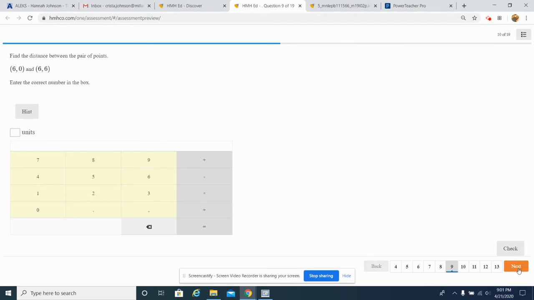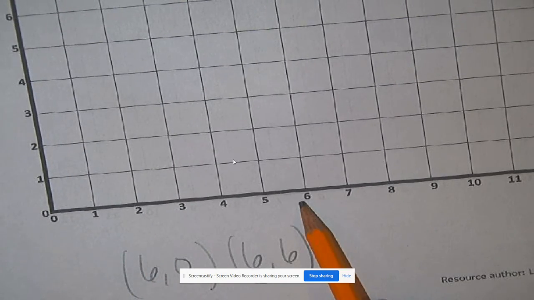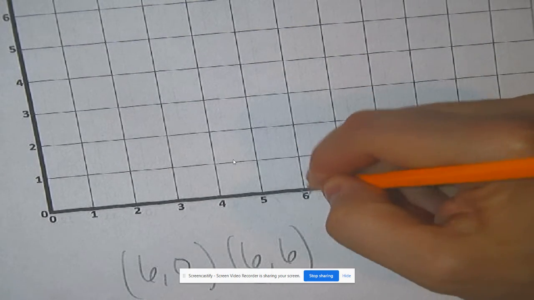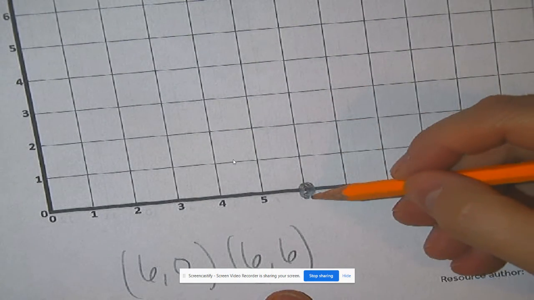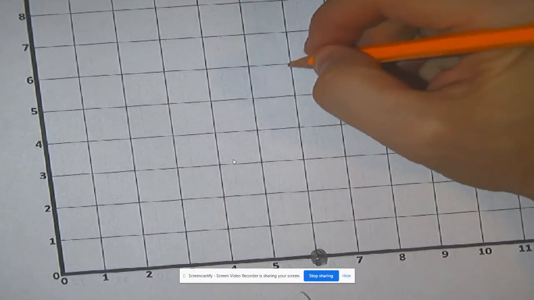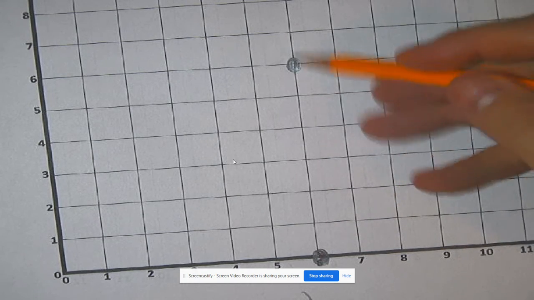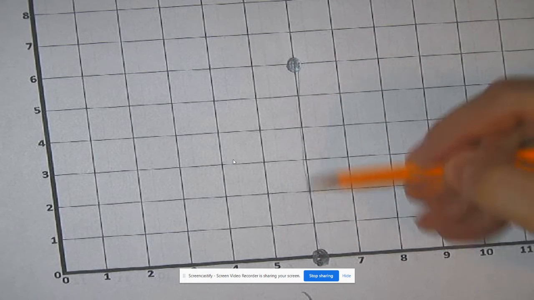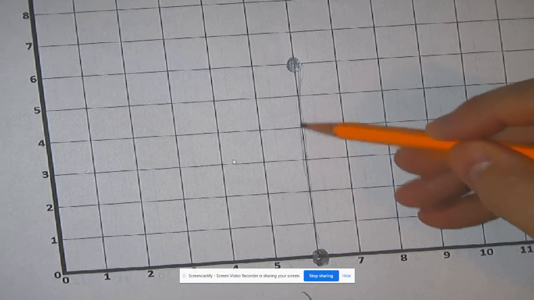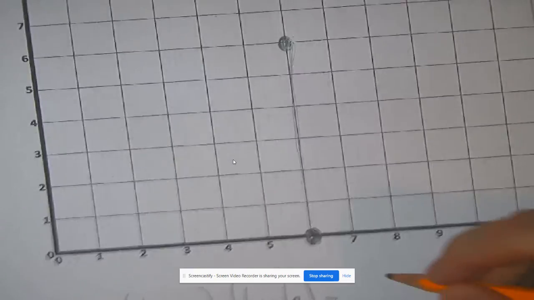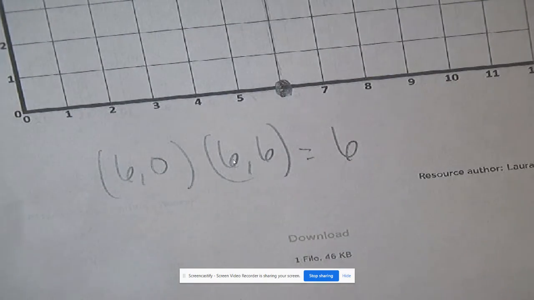Okay. So let me go to the next one, because this is another one that we have 6, 0 and 6, 6. So here again, I'm going to plot them. I go over 6, and do I go up? I don't go up any, so there's my first point. But then on this one, I go over 6, up 6. But you can see I'm on the same line. So the only thing I have to do is figure out between these 2 points. So 1, 2, 3, 4, 5, 6. So my distance is 6.